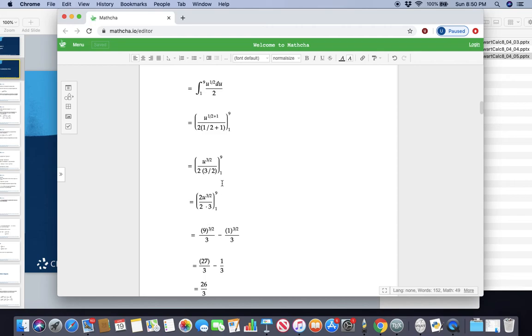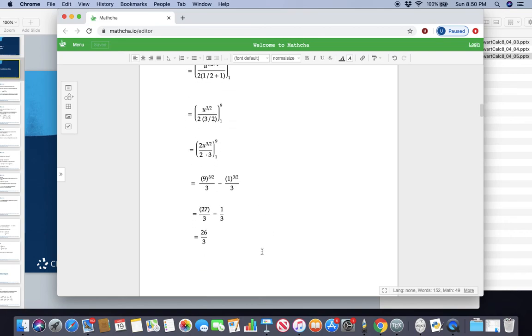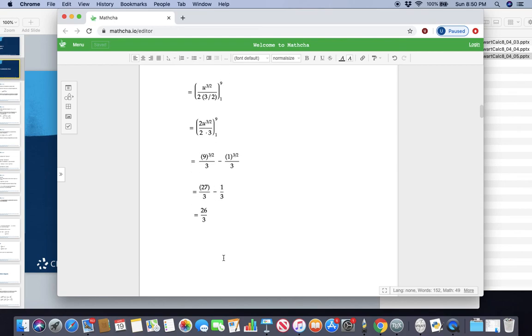I want to evaluate it at 9 first, minus evaluate this at 1. What's the meaning of 9 to the power 3 halves? Square root of 9, to the power 3. Square root of 9 is 3, power 3 is 27. 1 to any power is 1. Over 3, over 3. So in all, 26 over 3.